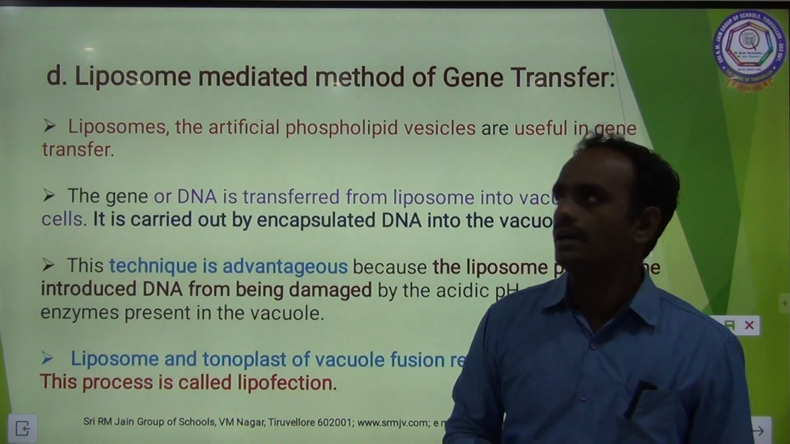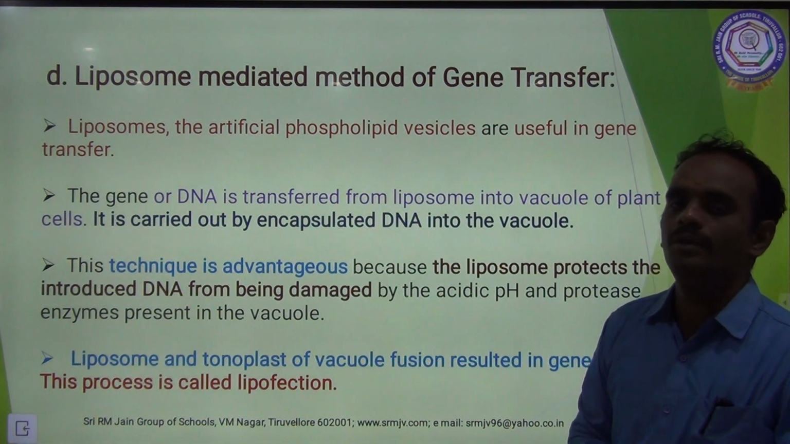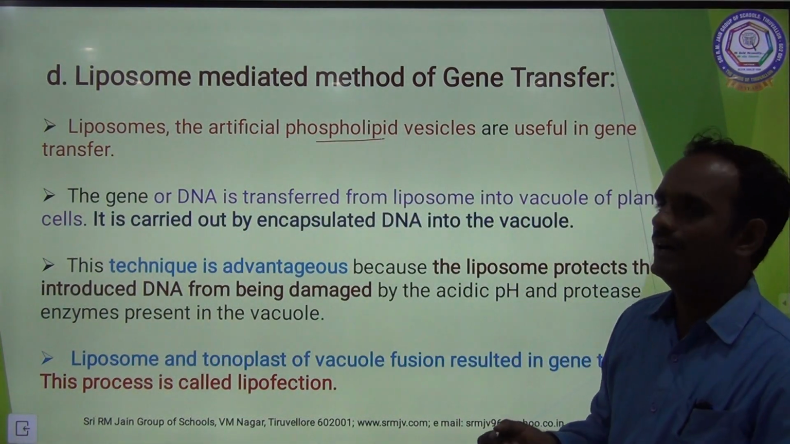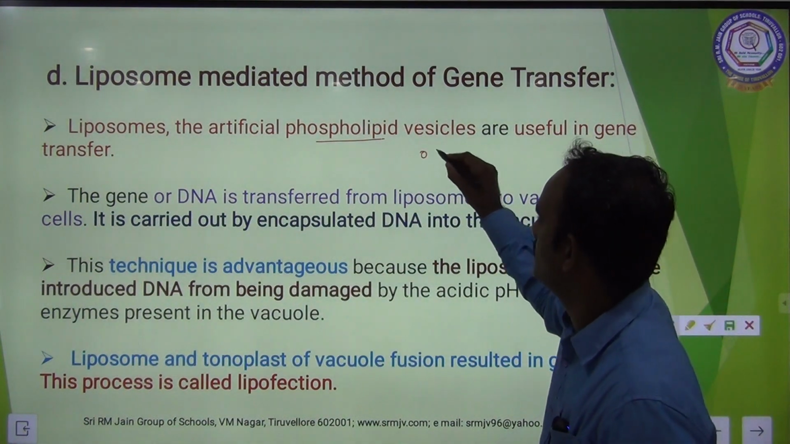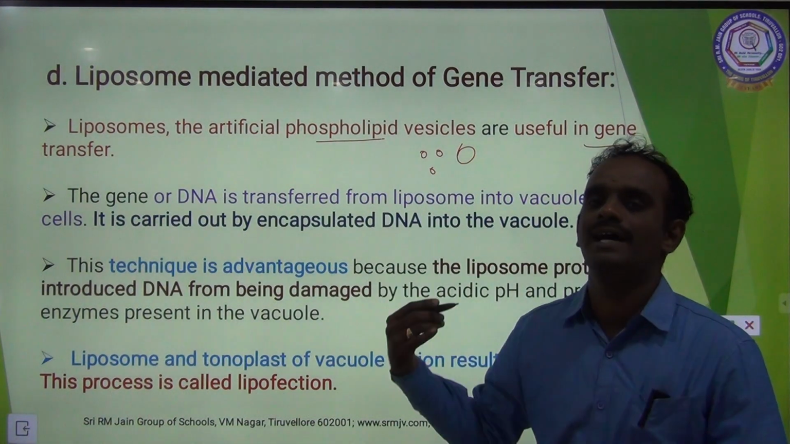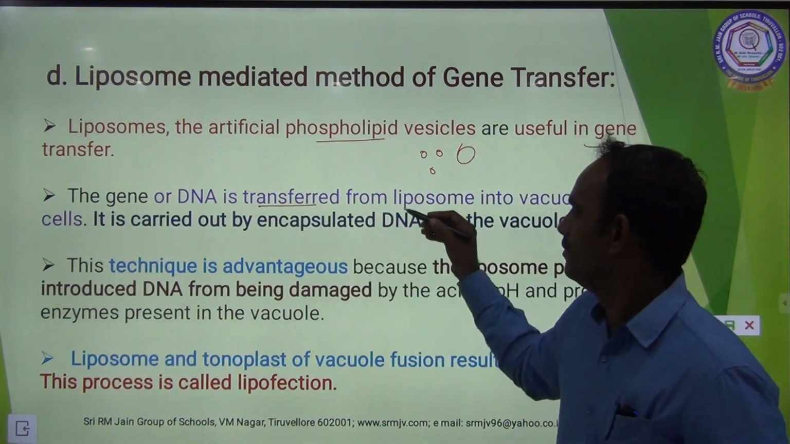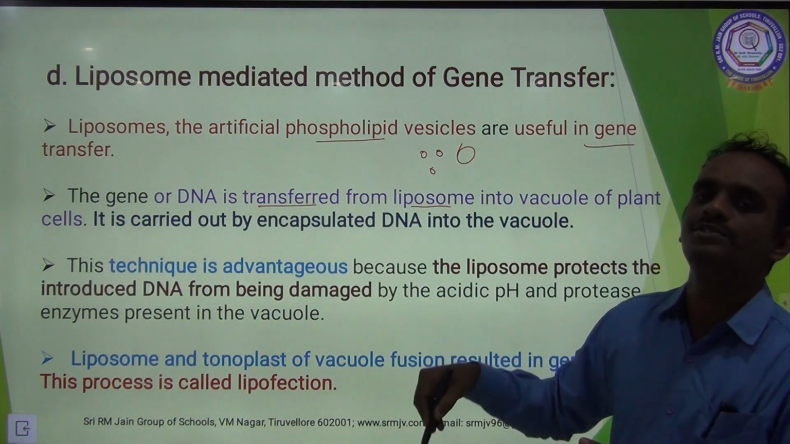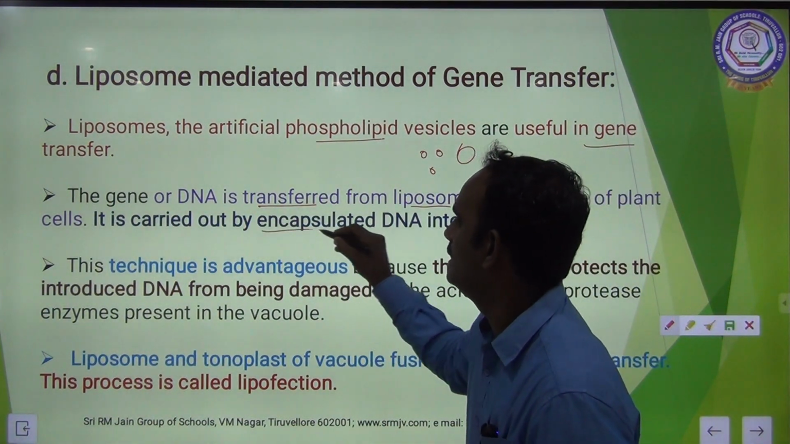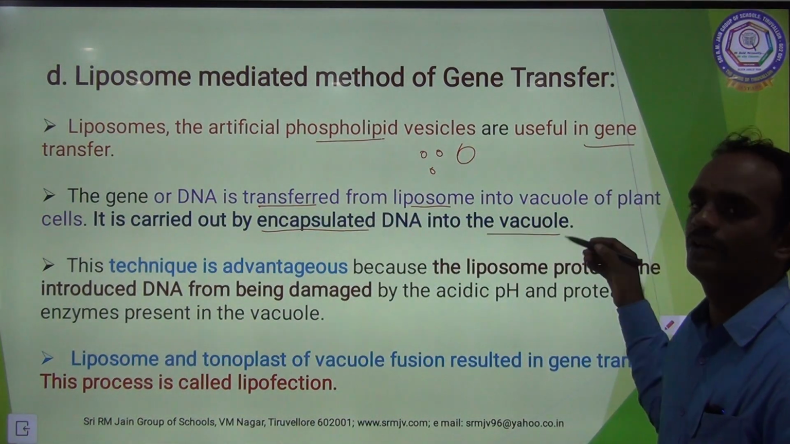Fourth one is liposome mediated gene transfer. Liposomes, you know very well, are artificial phospholipid vesicles. These small vesicles are very useful in the gene transfer mechanism. The gene or DNA is transferred from the liposome into the vacuole of the plant cell, carried out by encapsulated DNA.